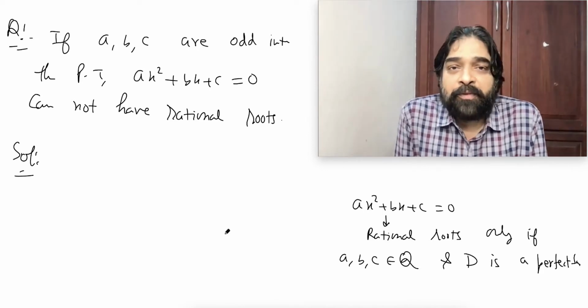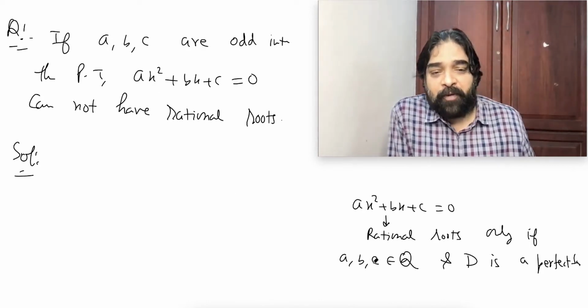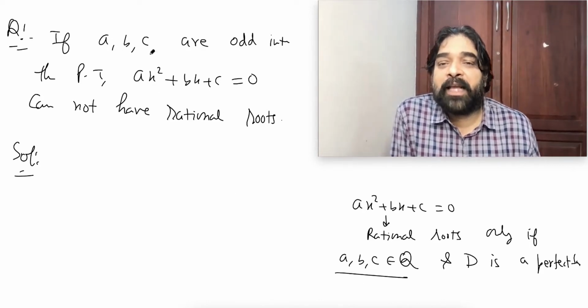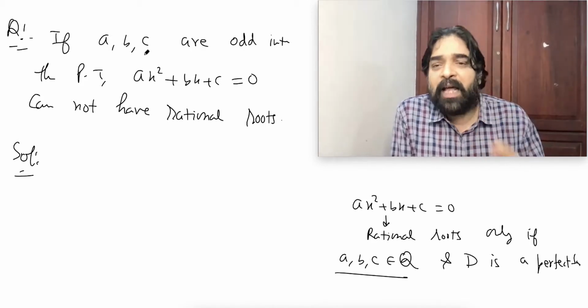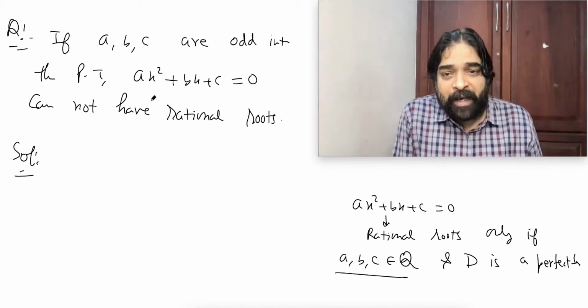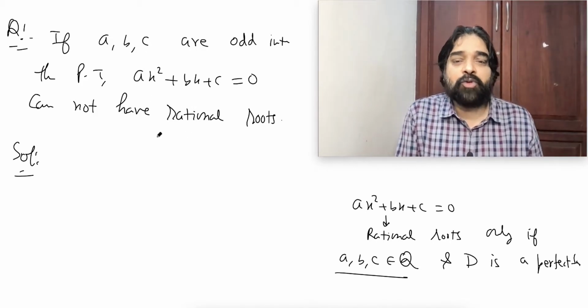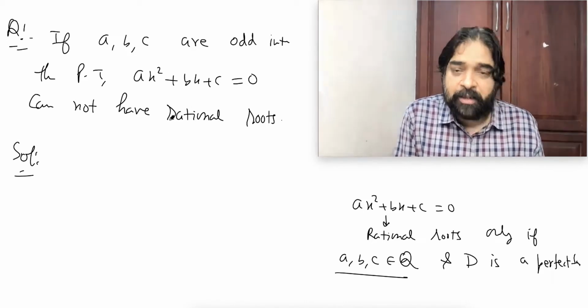So 100% the roots will always be rational. Any rational roots, if you find, D will be a perfect square. Chalo bhai, the first condition is already satisfied, because they are saying a, b, c are odd integers, and every integer is a rational number. Only one more condition we have to prove. If I can prove D is a perfect square, then roots will be rational. If D is not a perfect square, then roots cannot be rational. Let's calculate D.